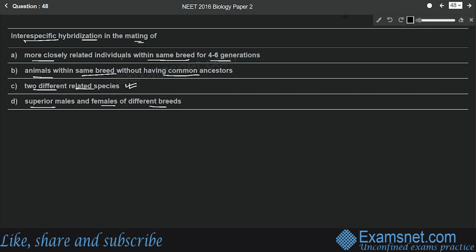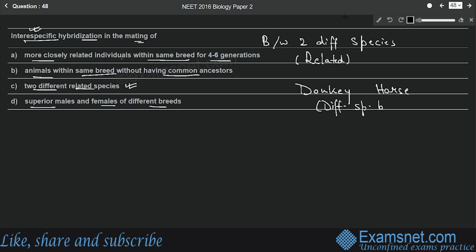So as the name suggests, interspecific means between two different species. Two different species, but these two species should be related. They should not be totally unrelated. For example, we can take donkey and horse. So we know that these two belong to different species, but they are related.